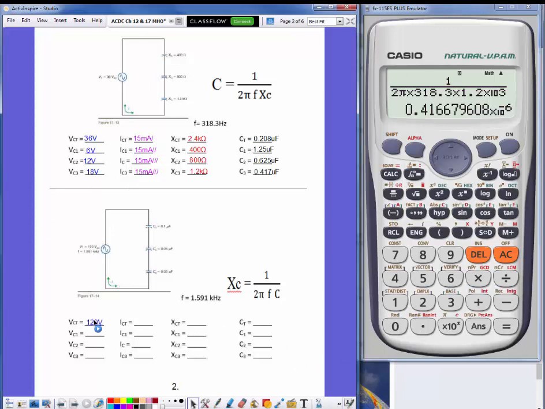Okay, we're going to do the next problem here. Same process. First thing you do is fill in your known values. I know that I have 120 volts total voltage.